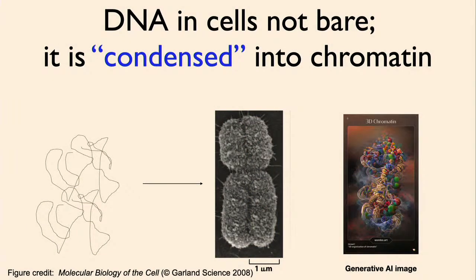So let me just quickly go through what three-dimensional folding of chromatin is. The word condensate or condensation has been used in the context of chromatin for the last 40 years or so. Chromatin condensation is a known phenomenon where the bare DNA condenses into a structure which we call chromosomes or chromatin. So DNA is not bare in the cell, it is condensed by a large number of proteins into forms of chromatin, as shown in this electron microscopy picture here and a Gen AI picture there.